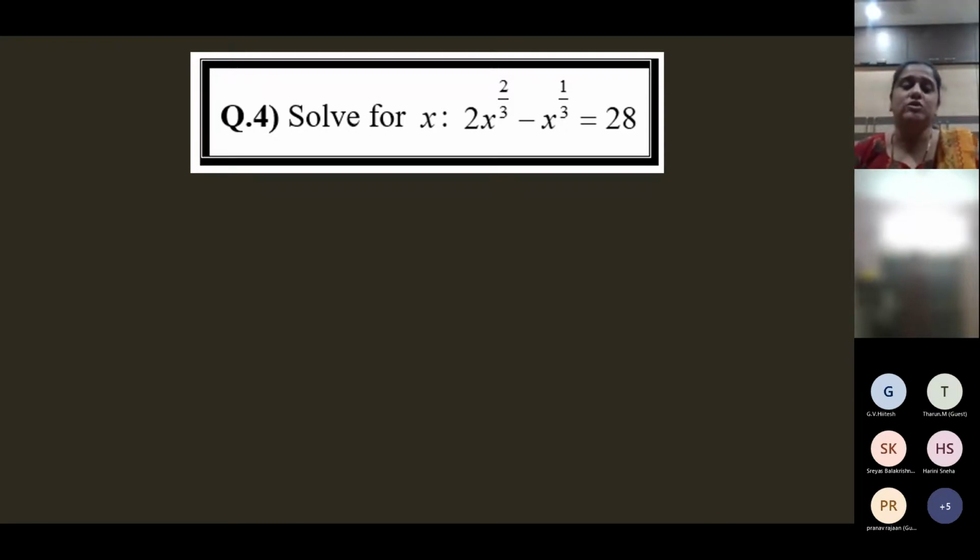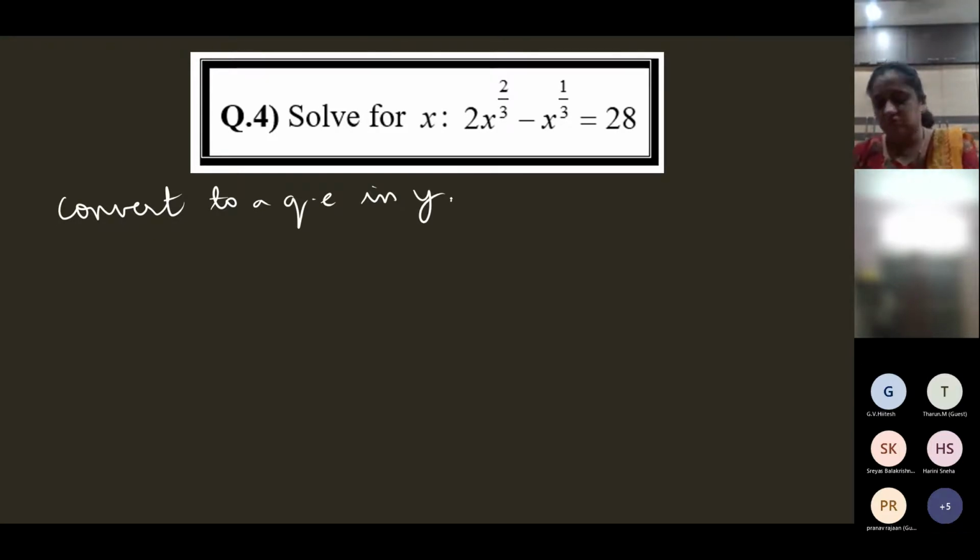Yes, I want the idea from you. Convert this one to a quadratic equation in Y. That is your task. Convert the given equation to a quadratic equation in Y. Yeah, tell me. 3 minutes time. I'll not disturb you.